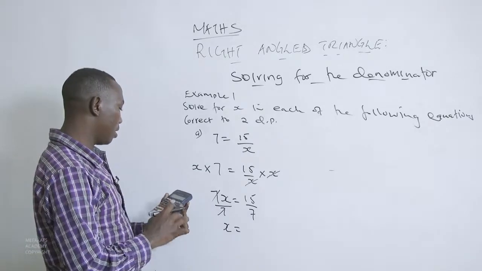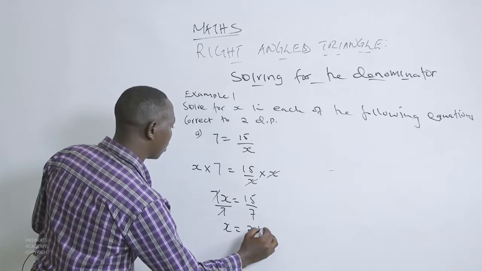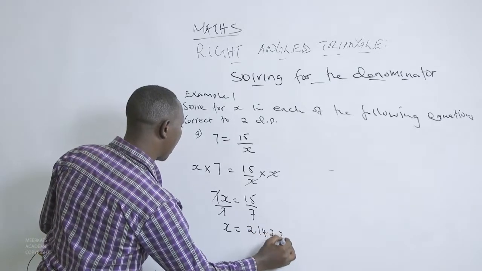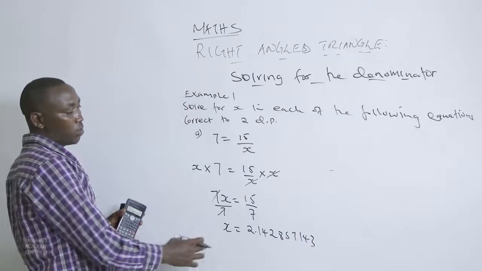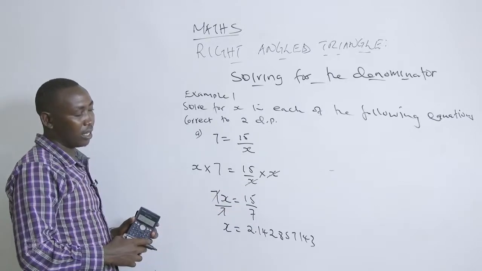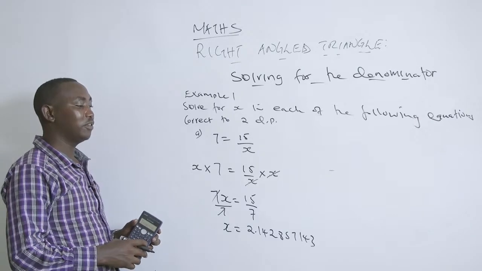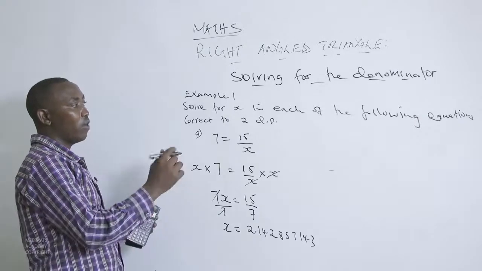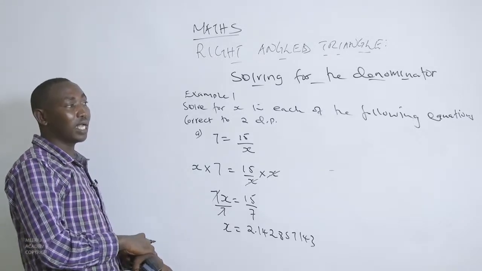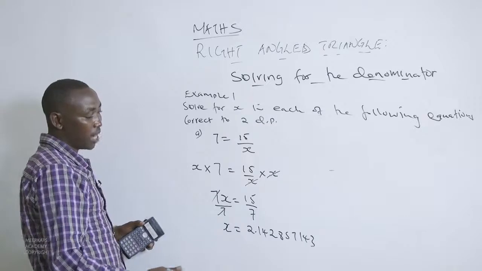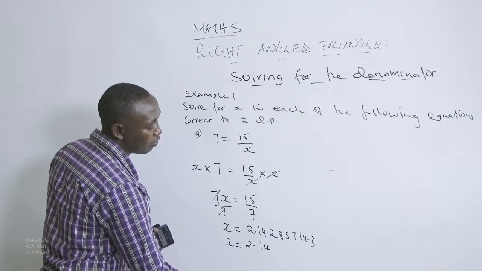2.142857. So we get that particular quotient, it is 2.142857143. Always remember to go back to the equation. The equation is requiring us to write our answers correct to 2 decimal places. So to 2 decimal places, the value of x will be 2.14 units.